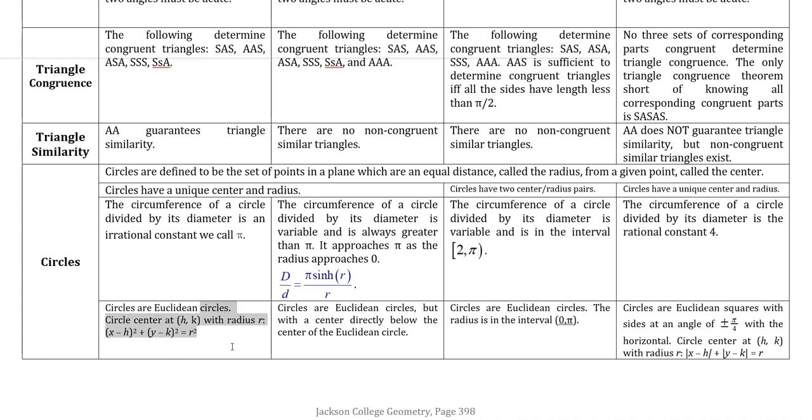In Euclidean geometry, of course, circles are Euclidean circles. If we did that analytically, it would be the set of points with coordinates (x minus h) squared plus (y minus k) squared equals r squared, and that's a circle centered at the point (h, k) with radius r. In hyperbolic geometry, circles are Euclidean circles, but with the hyperbolic center directly below the center of the Euclidean circle. And circles in spherical geometry are Euclidean circles, and the radius is in the interval from 0 to pi.